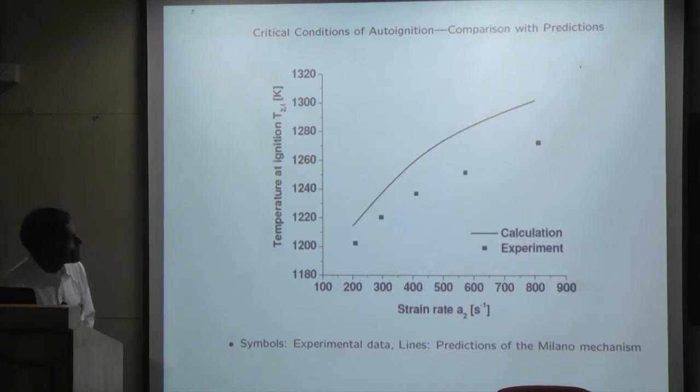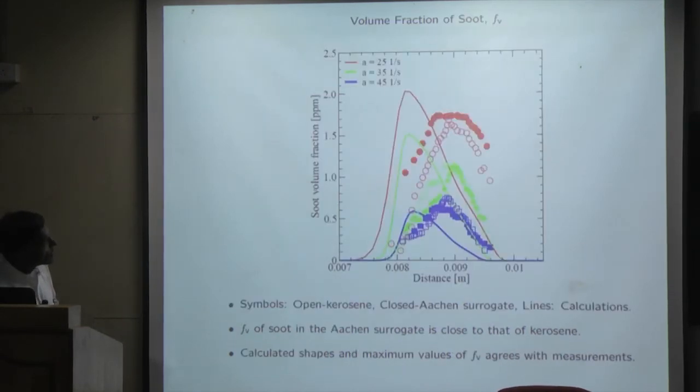It's pretty much the same thing here. Now this is soot formation. This work was done in Aachen. You can see that this is a volume fraction of soot for the surrogate.